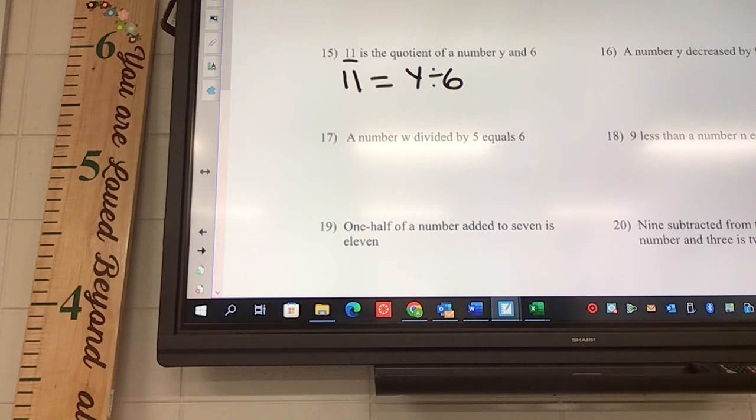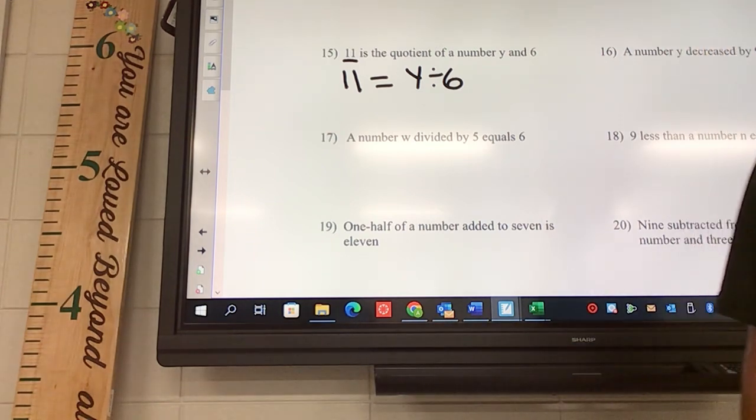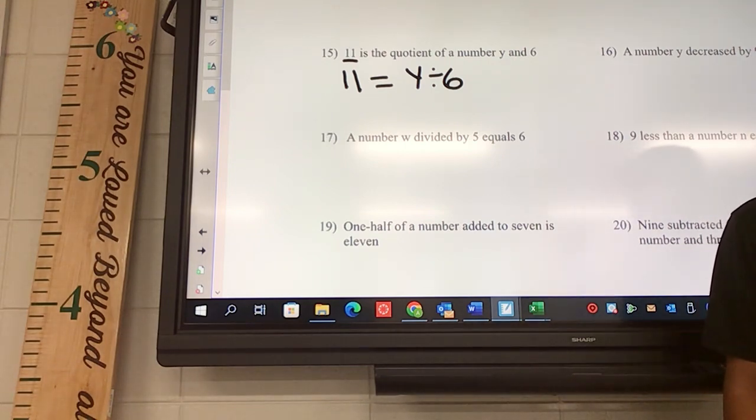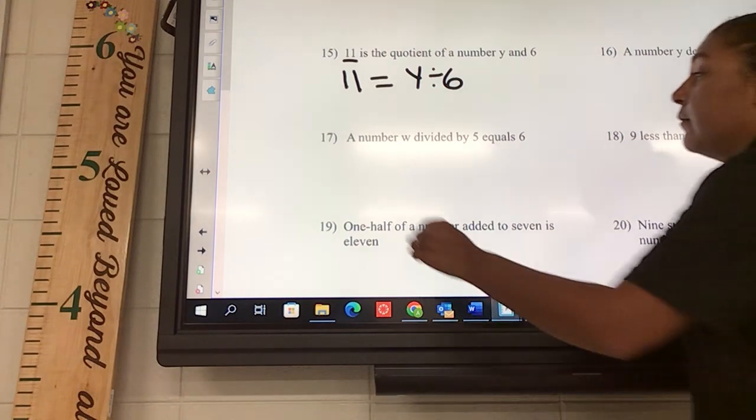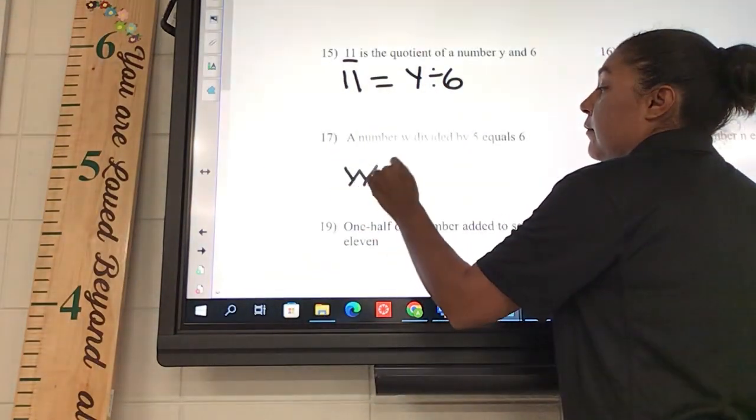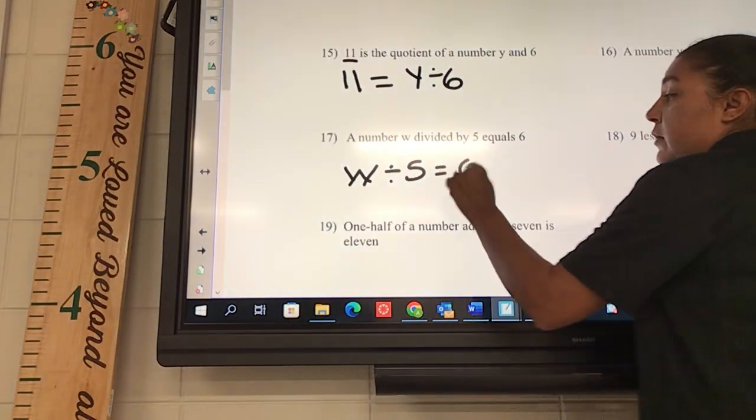Okay, a number w divided by 5 equals 6. So what should that look like? A number w divided by 5 equals 6. So what's it going to look like? w divided by 5 equals 6. Good.